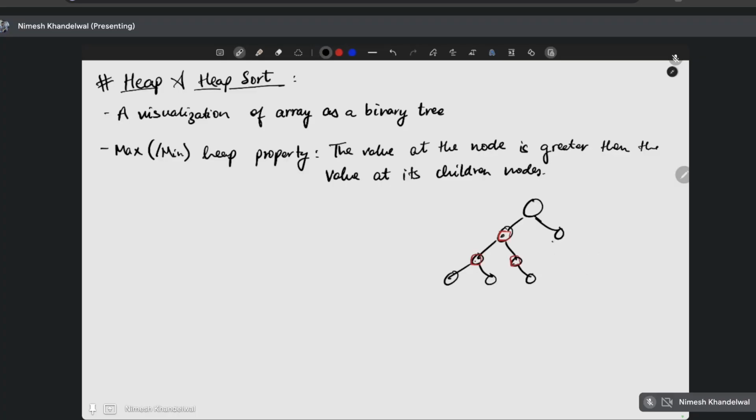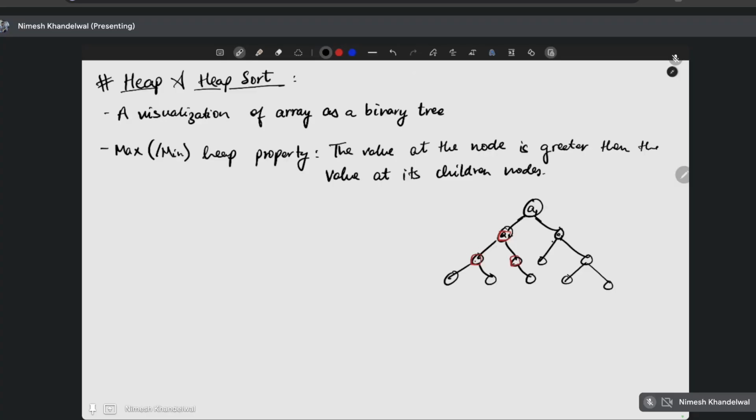So if I were to draw it properly, at every level in this binary tree, and it's just a visualization of the array, right? So the value here, let's say this is A1, A2, A3, and so on. So this A1 should be greater than A2 and A3, and A2 should in turn be greater than the values here, right?